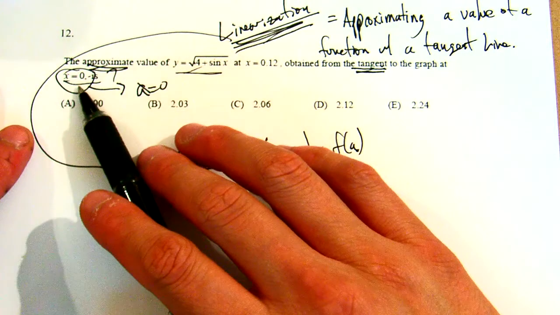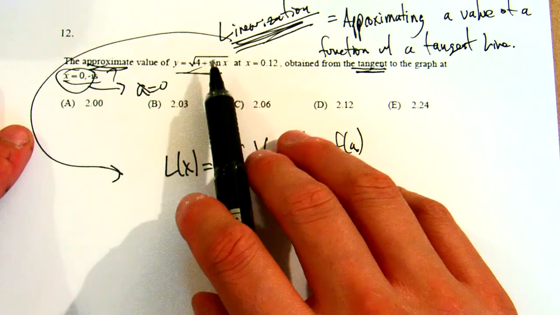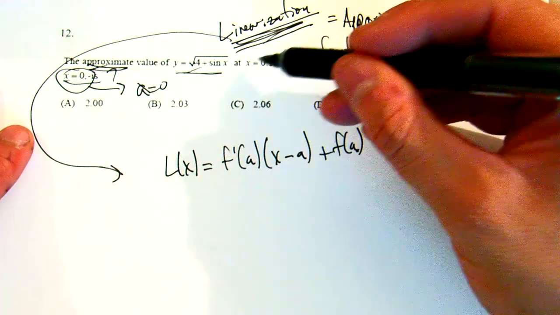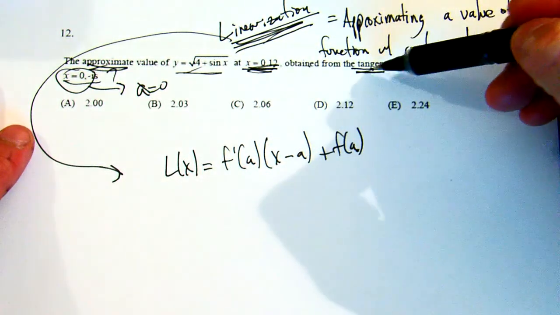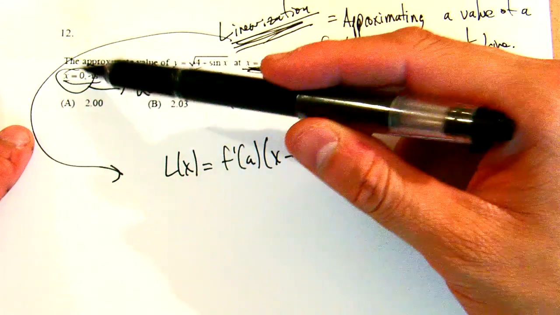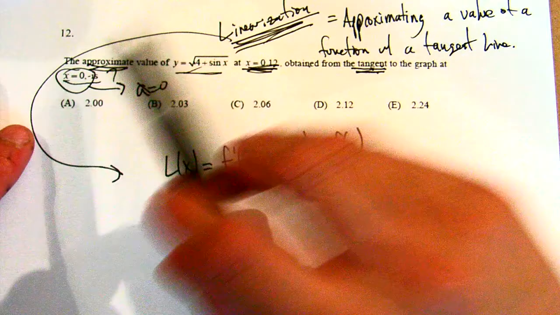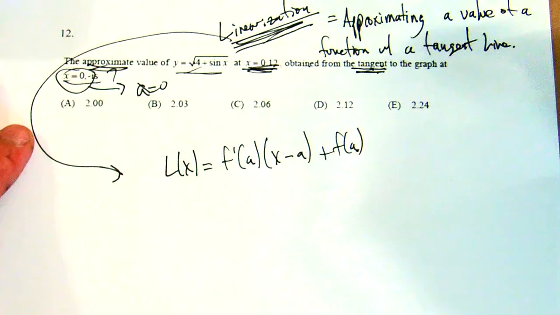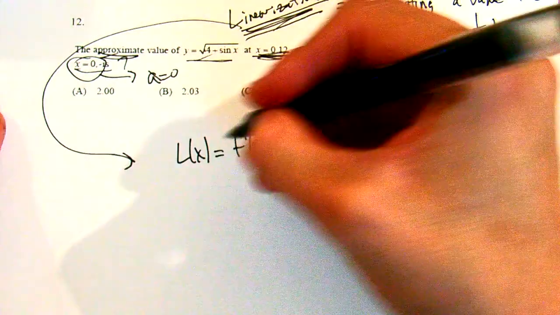Why is a 0 with that one? Why is a not 0.12 here? Because I want to find the approximate value of this one when x is this one, after I find that tangent line for when x was 0, i.e. when a was 0. So this is telling me here that this a is 0.